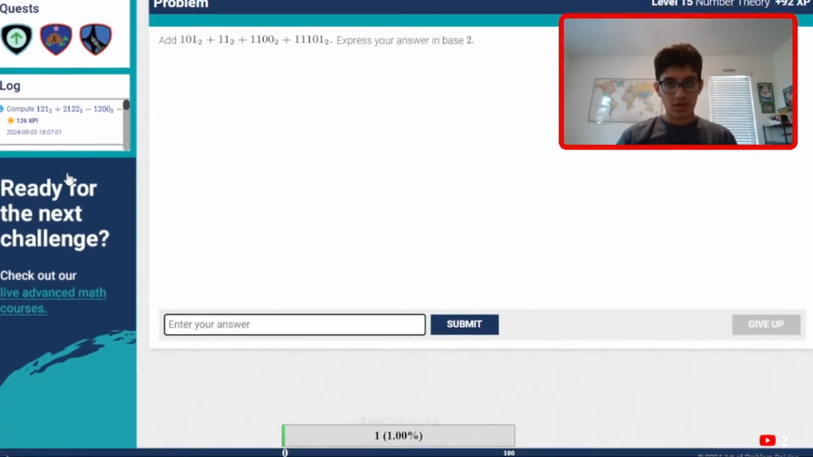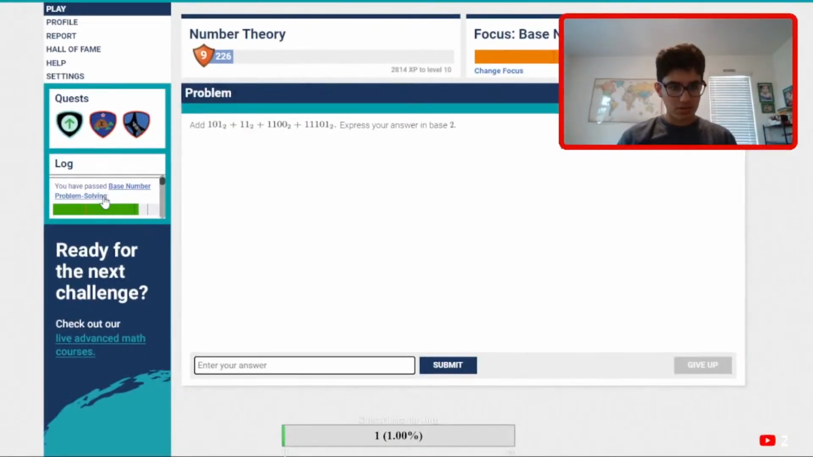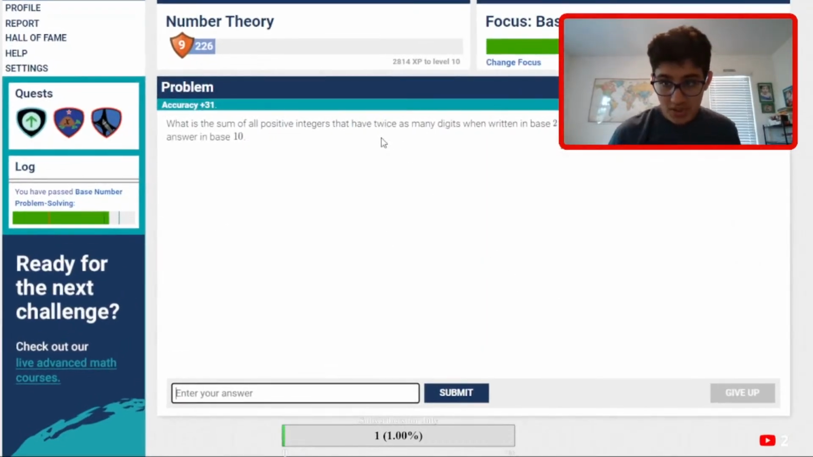I think they moved us out of that. So let's continue this. Hopefully this is our last question. What is the sum of all positive integers that have twice as many digits when written in base 2 as they have when written in base 3? So how will this happen? And they want the answer in base 10.